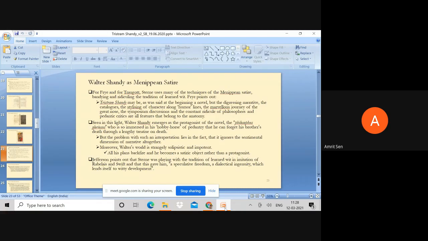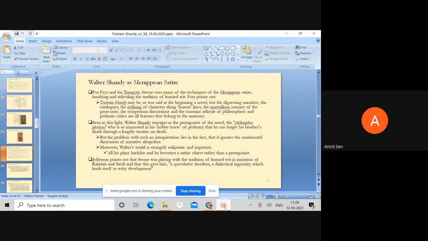And therefore, in this, Sterne is playing, very importantly, as one of his major critics, Jefferson, talks about, with learned wit in an imitation of Rabelais and Swift. And this gave him a speculative freedom, a dialectical ingenuity, which lends itself to witty development. So when you talk about Sterne's play with character, you have to mention this: that Sterne is not creating Walter Shandy as a fully rounded character or as a human individual at all.